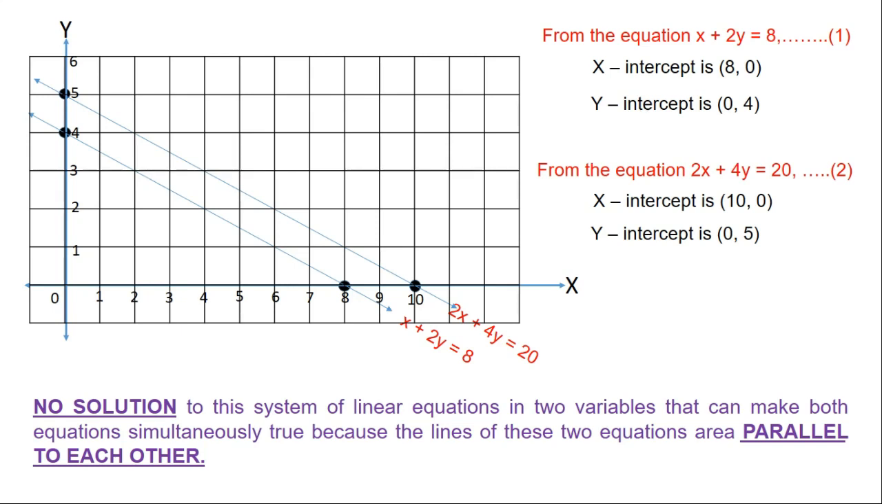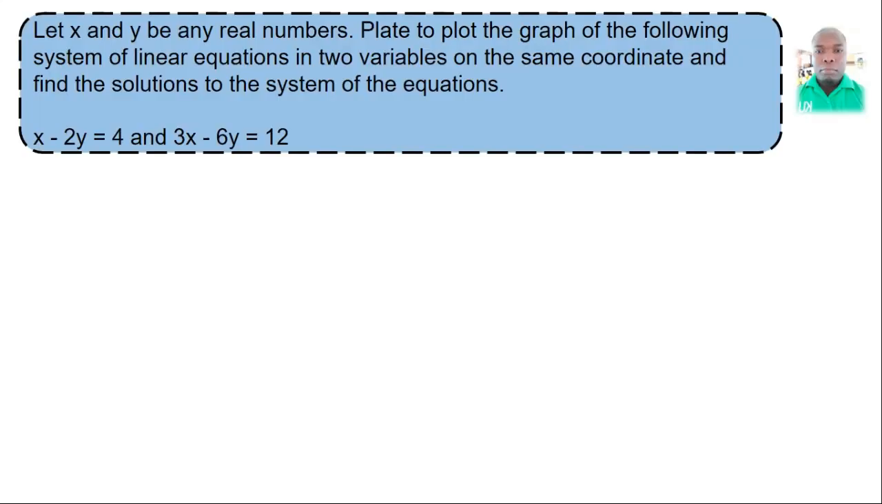I hope you can understand this very well. Let's go on to example number 3. For this example, we have two equations, that is x minus 2y equals 4 and 3x minus 6y equals 12. Let us name x minus 2y equals 4 equation 1, and we name 3x minus 6y equals 12 equation number 2.